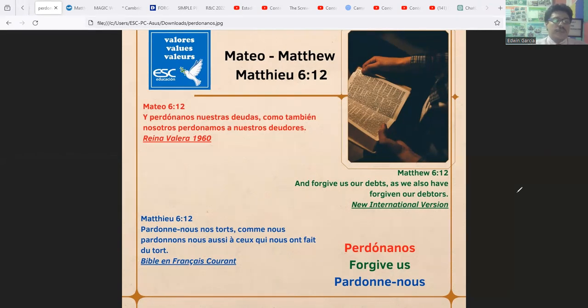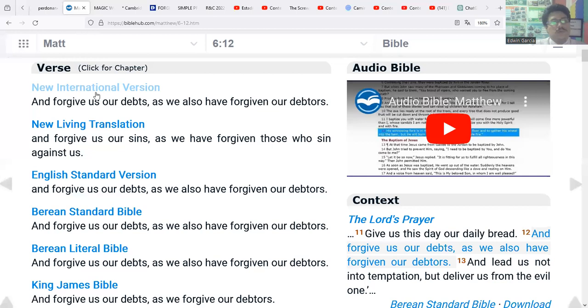Well, for today, please follow me to Bible Hub. We are going to make a little comparison between the New International Version and the New Living Translation. You are going to help me because I'm going to ask you some questions about your knowledge of English. The first one says to us, "And forgive us our debts as we also have forgiven our debtors."